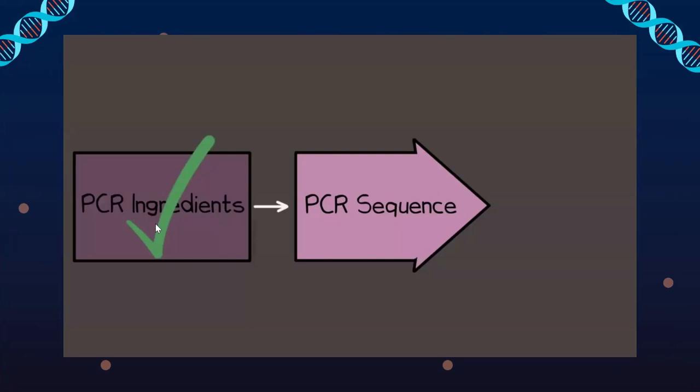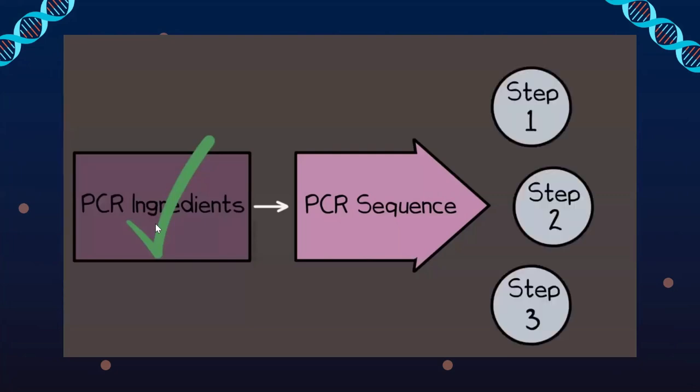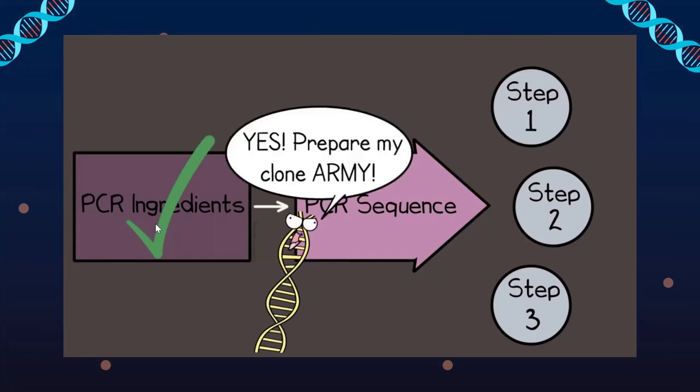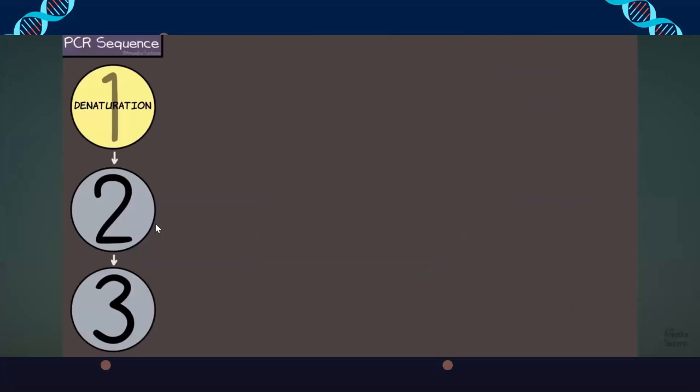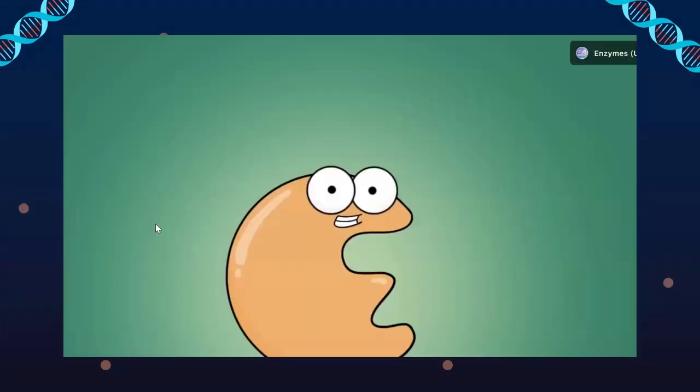So meron din po tayong sequence, or what we call the PCR sequence. In the PCR sequence, we have 3 major steps. We'll illustrate with one double-stranded DNA molecule here, and let's assume that yun yung gusto nating i-replicate. The first step in the PCR sequence is the denaturation.